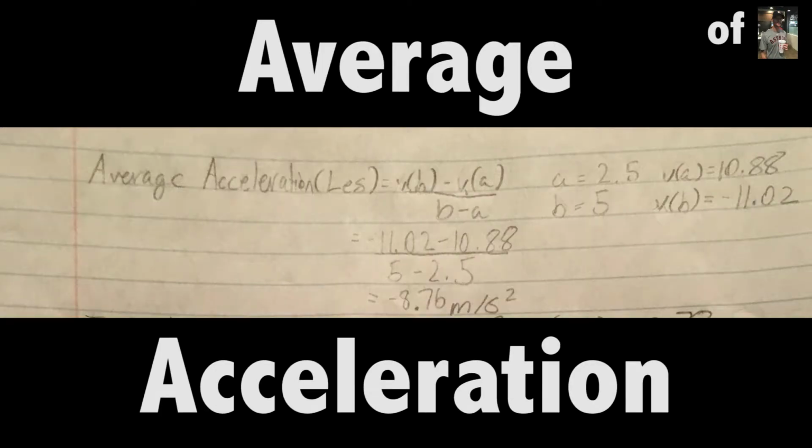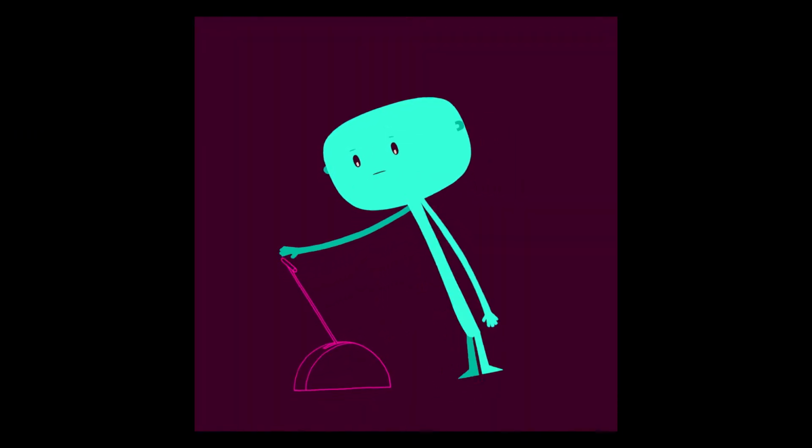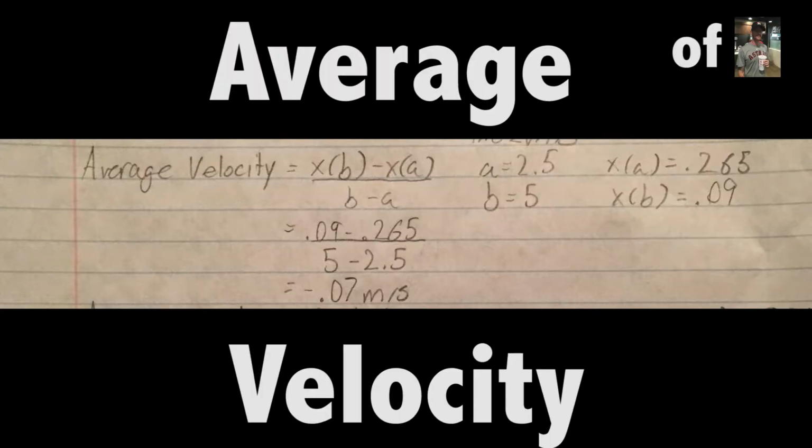To find our average acceleration, we took 2 points, time equals 2.5 and time equals 5, and plugged into the equation v of b minus v of a over b minus a to find that our average acceleration of Les throwing the football was negative 8.76 meters per second squared, which makes sense because of gravity. To find our average velocity, we use the equation x of b minus x of a over b minus a to find our average velocity of Les throwing the football, negative 0.07 meters per second, which is about 0, which makes sense.